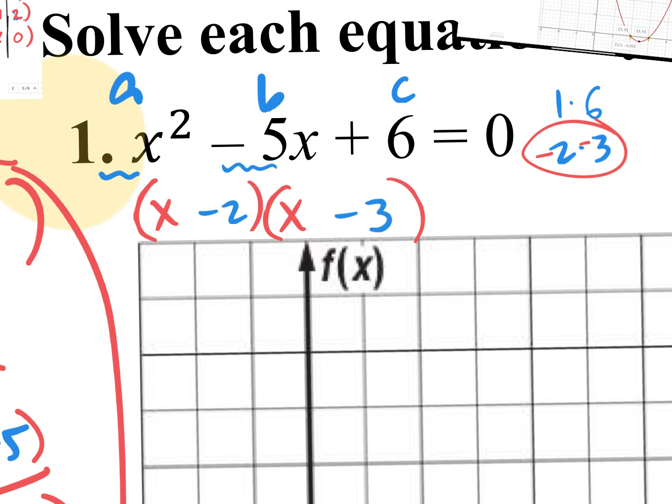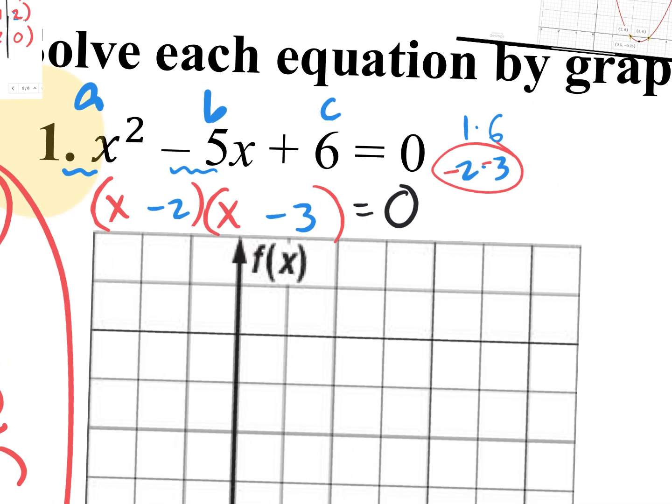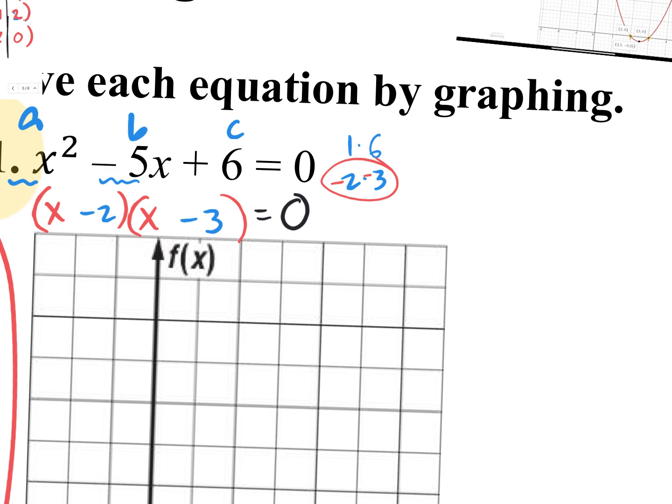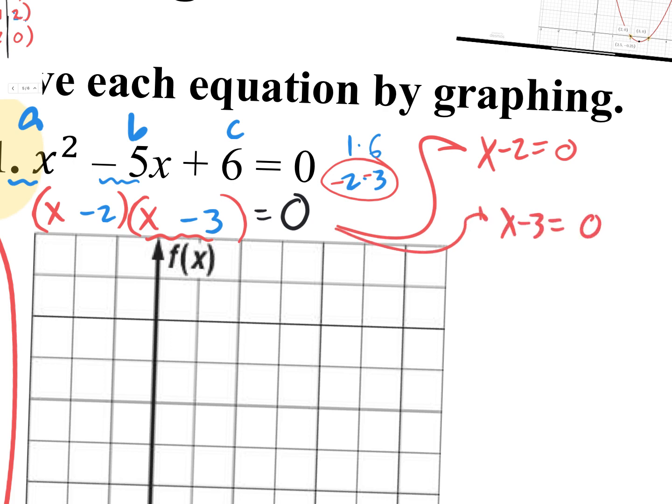We have factored. Why would I want to factor? Why would I want multiplication instead of what I originally had? Well, because if you have multiplication set equal to 0, you could split them and set them each equal to 0 and solve. So if you said x minus 2 equals 0, and also x minus 3 equals 0, then you could easily get your two answers, which will be what? x equals positive 2 and x equals positive 3.